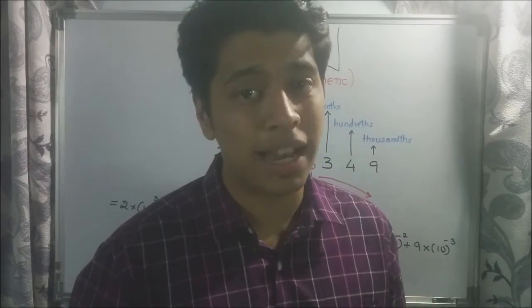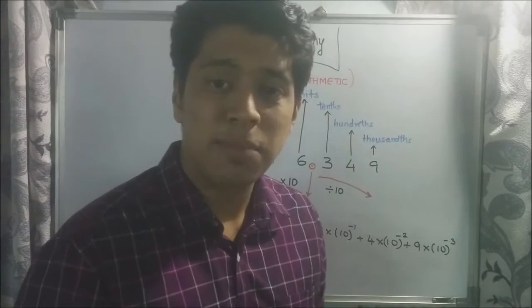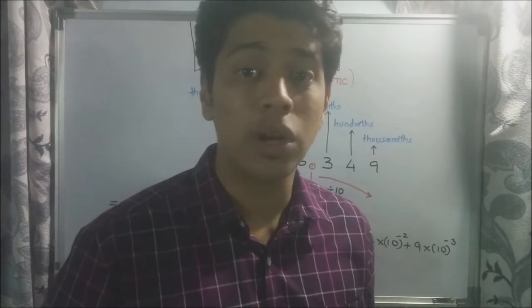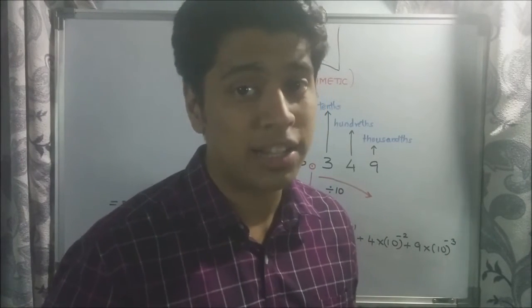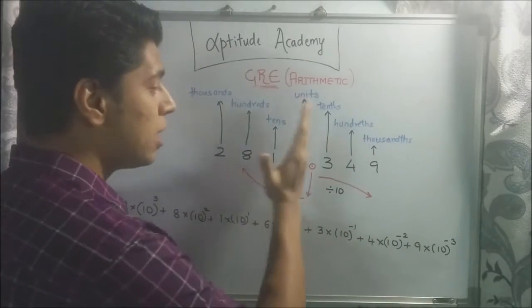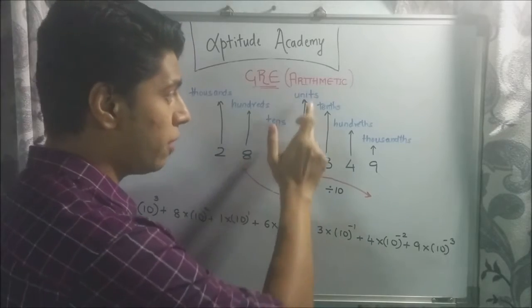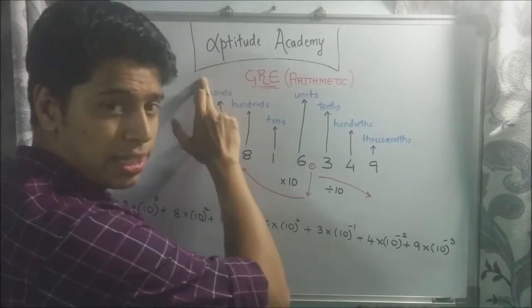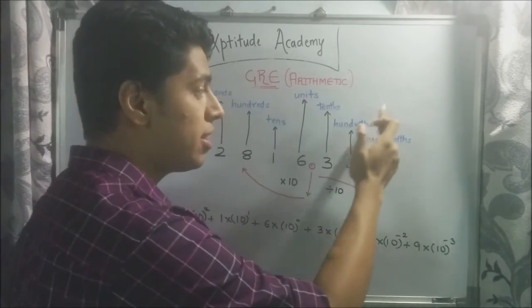Why this is important is because sometimes in the GRE they're going to ask you what is the digit in the tens place or the hundreds place. So you need to know your place values. On the left-hand side of the decimal point you have the units, tens, hundreds, thousands. On the right-hand side, tenths, hundredths, thousandths.